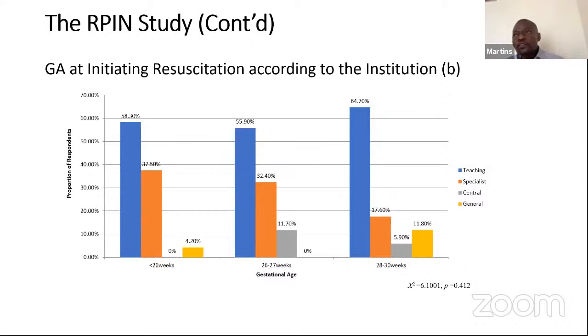I know most of these level 2 centers just stabilize and then send these babies to the tertiary hospitals. But again, it's still advised that you refer these babies in utero rather than waiting for them to be delivered, because we still have a poor neonatal transport system in Nigeria. Next slide.